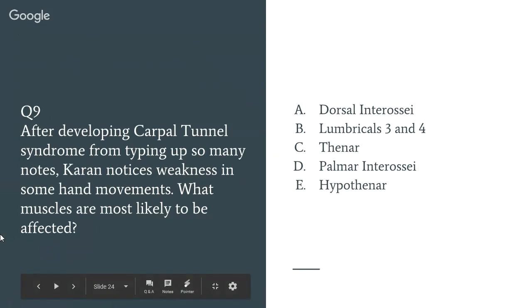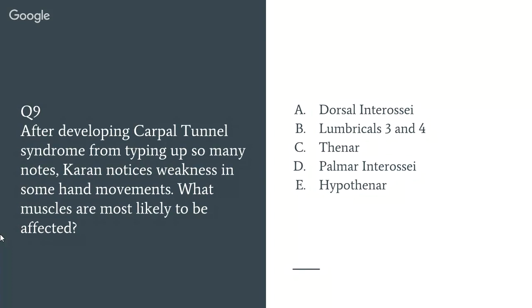Oh, sorry, Karan. After developing carpal tunnel syndrome from typing lots of notes, Karan notices weakness in some hand movements. What muscles are most likely to be affected? So carpal tunnel syndrome is also very, very high yield. I recommend it's something that you guys definitely revise. Karan, do you have an answer?